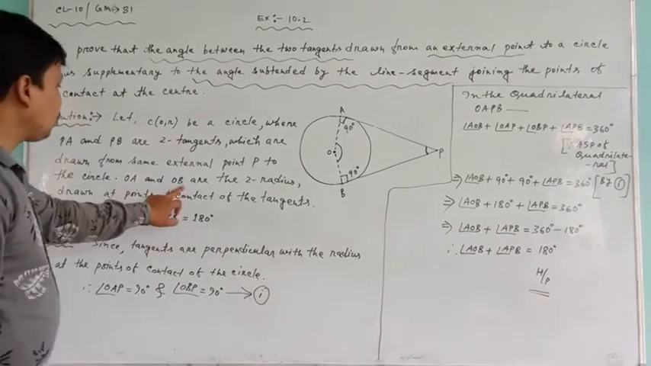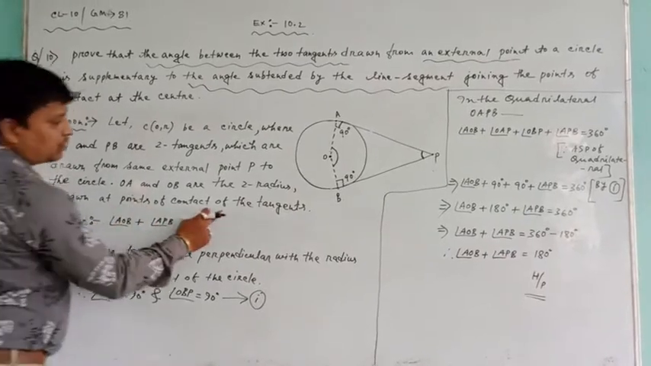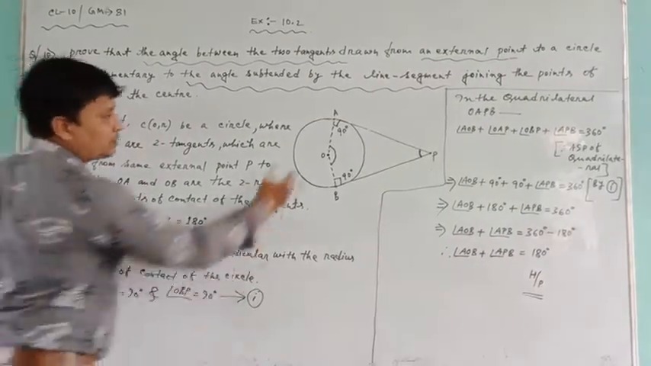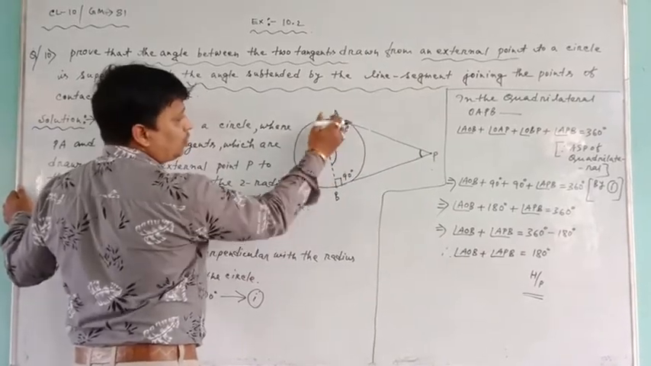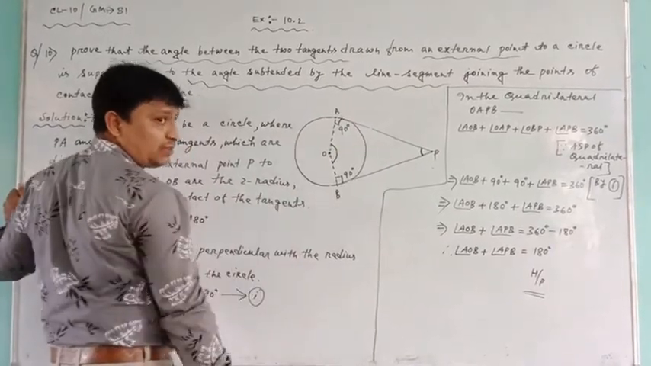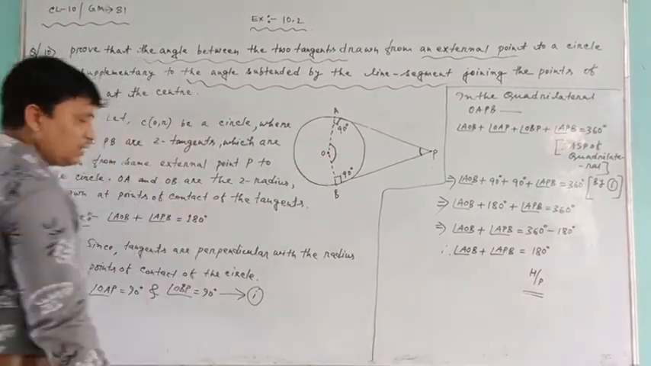Next is OA and OB are the two radii drawn at the points of contact of the tangents. That means OA and OB are the radii of the same circle which are drawn at the two points of contact of the tangents. So we are getting two line segments, OA and OB.